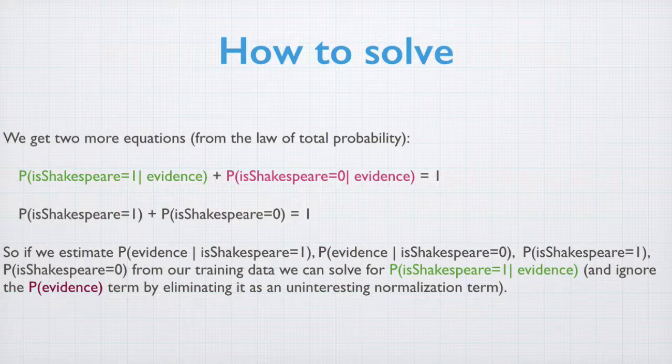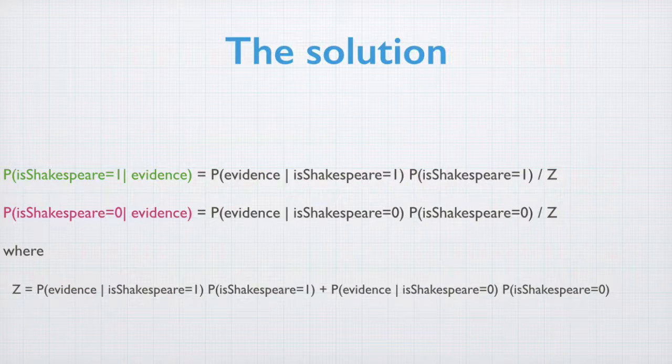So if we can estimate the remaining quantities from our data, probability of evidence given Shakespeare, probability of evidence given not Shakespeare, prior probability of Shakespeare, and prior probability of not Shakespeare, then we have enough equations and knowns to solve for the probability a document was written by Shakespeare given the evidence. We ignore the p-evidence term by using algebra to eliminate it as an uninteresting normalization term. That may sound complicated, but the solution is actually simple. We write out Bayes' law twice, replace the unknown probability of evidence with just a normalization constant z, and we know z must be set such that these 2 quantities sum to 1 to obey the law of total probability.